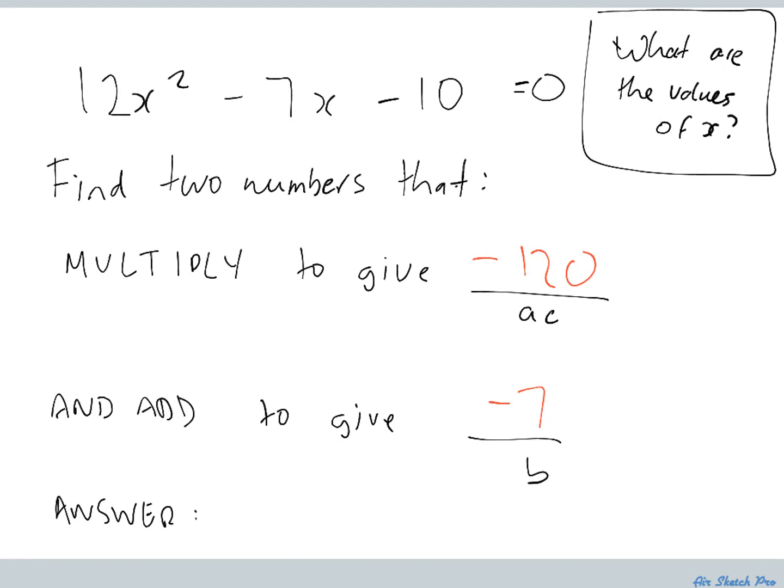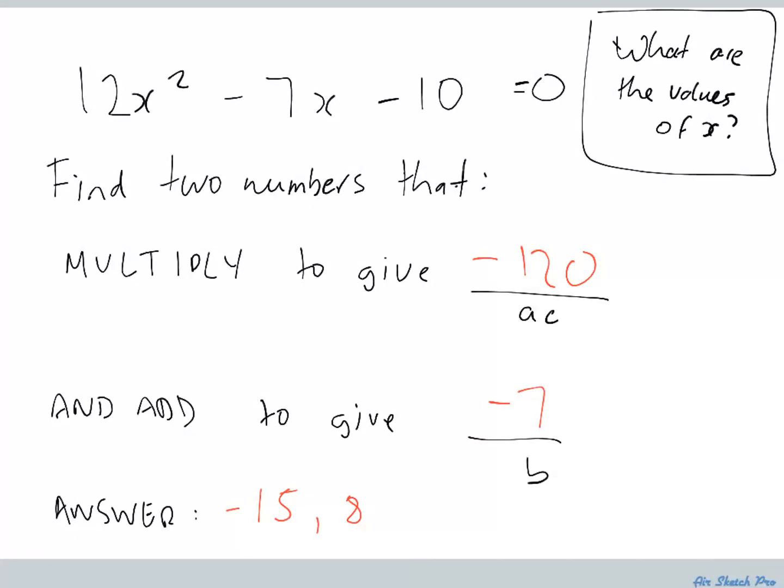So if I go something like 60 times 2, obviously that won't give it to me. The gap's too big. So if I go, well, what will give me 7? 15 and 8. Okay, if I go negative 15 and I multiply it by positive 8, I will get negative 120. 15 8s are 120. And negative 15 plus 8 gives me negative 7.